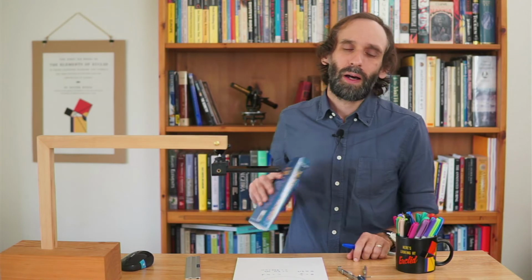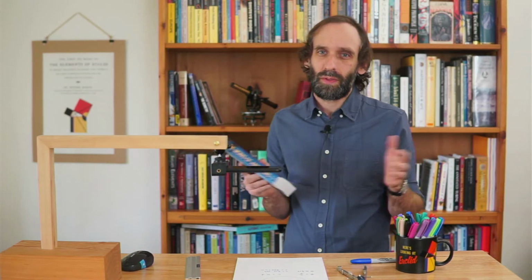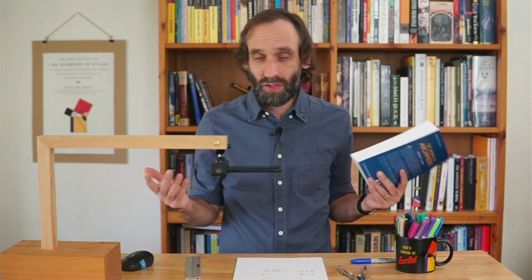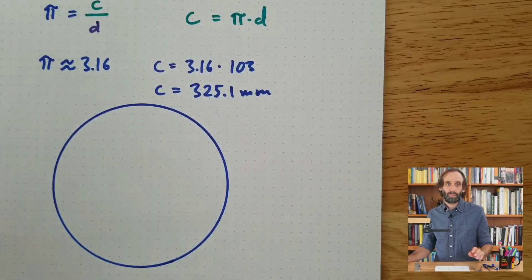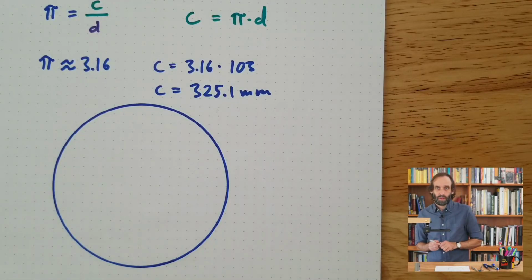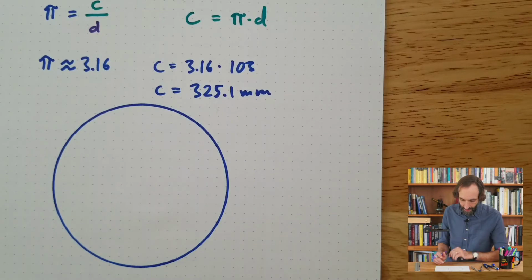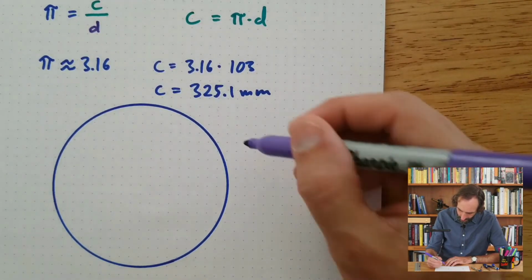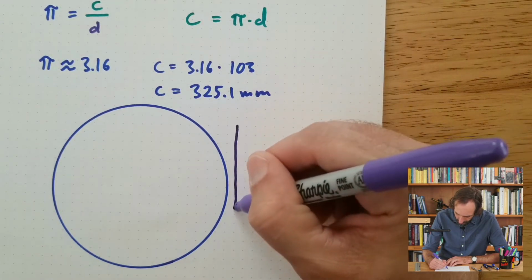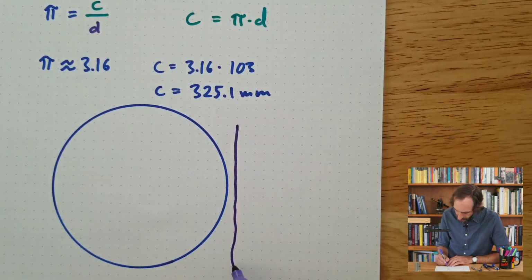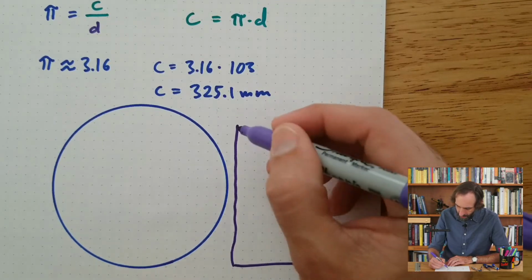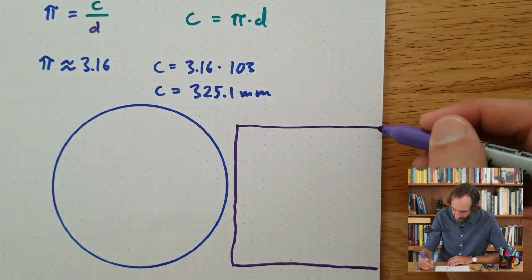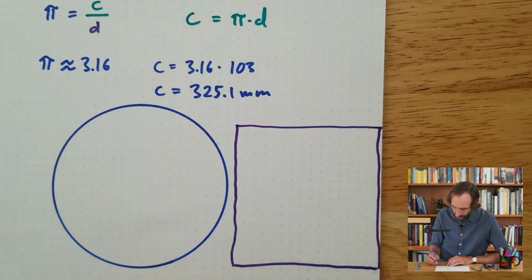But now that we know what pi is, or at least we have a good estimate, we're able to measure the circumference of a circle, so that's great. But how do we go on to measure the area of a circle? So here's a circle, and how could we find the area? I wonder, what if we could somehow make a square that had the same area as the circle?